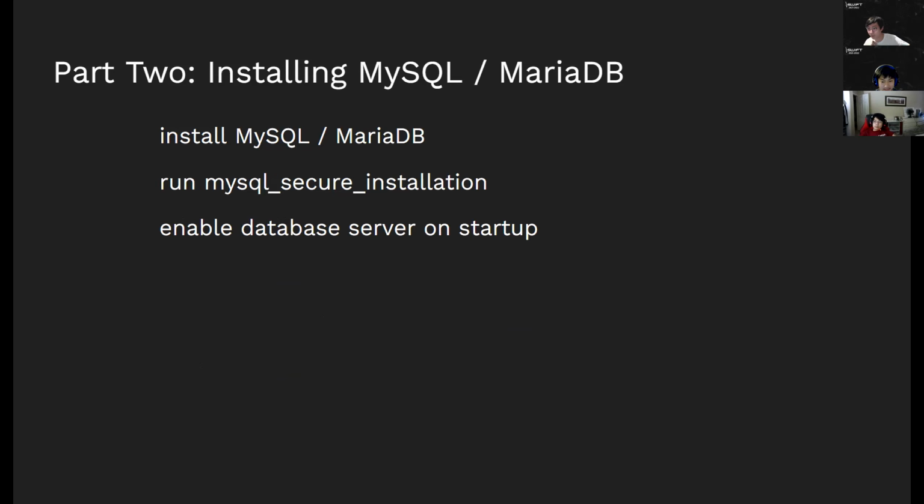Next, you'd want to run the MySQL secure installation script. It's a script that is provided by default when you install MySQL or MariaDB. What it essentially does is run a set of SQL commands. SQL is the programming language used to program databases like MySQL and MariaDB. It runs a set of commands that essentially clear all existing users, clear any previously existing databases, and allow you to set a new root password. And finally, you want to enable the database server on startup.